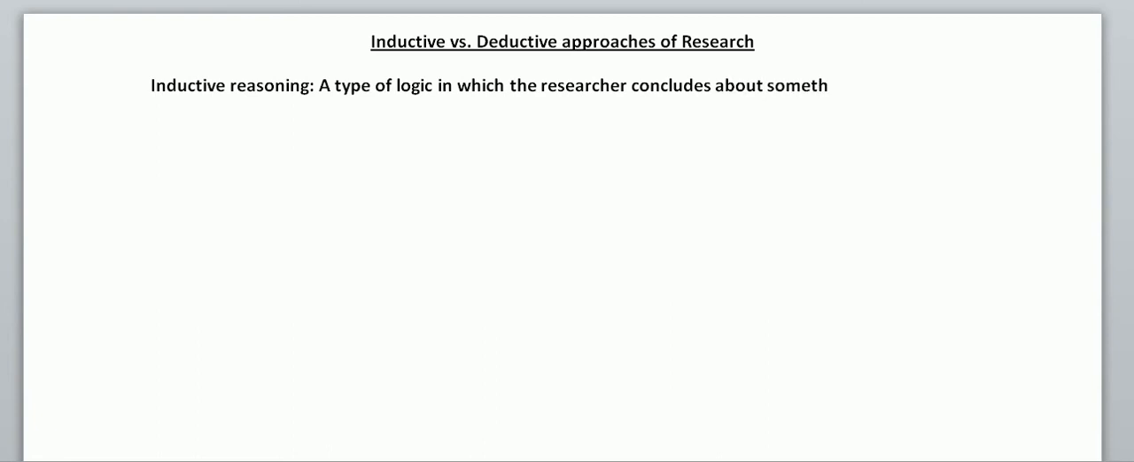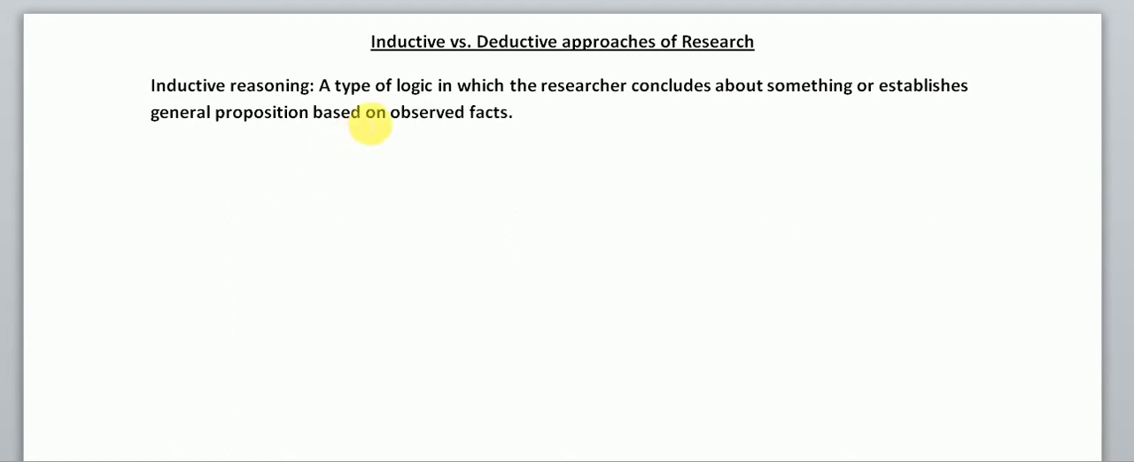So first we have inductive reasoning. Dear students, when we talk about a research which has an inductive approach, it means it uses inductive reasoning in concluding about its results, okay? So you can say inductive reasoning is a type of logic in which the researcher concludes about something or establishes a general proposition based on observed facts.